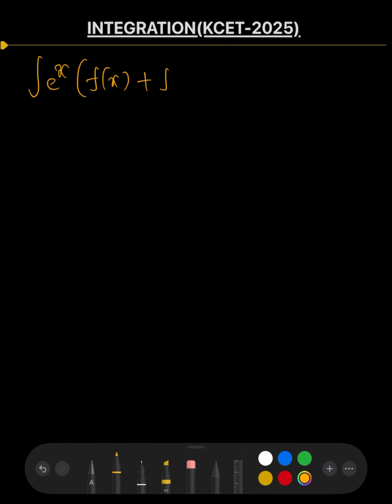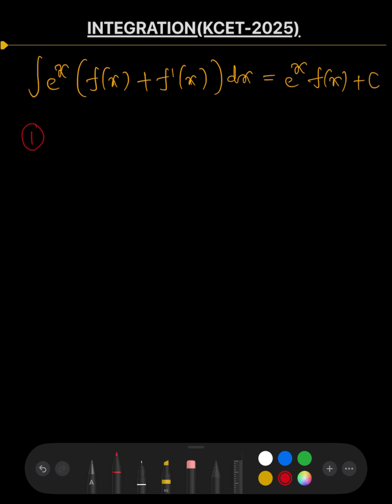Now the first very important concept is the integration of e power x into f of x plus f dash of x whole dx. This is a very important formula in your PUC standards also, and this is very important in KCET. So the answer is e power x into f of x plus c. By using this formula, we have so many different types of questions. Now we can discuss one by one.